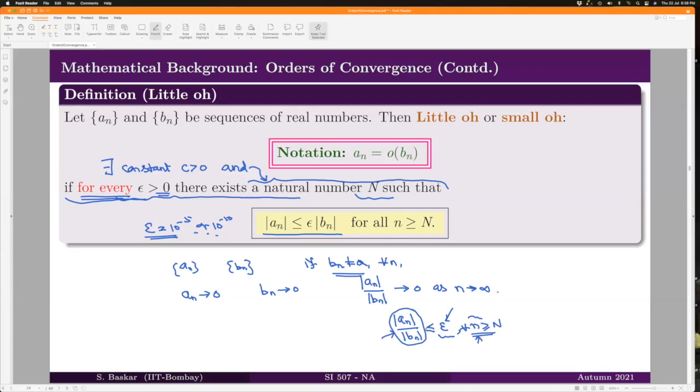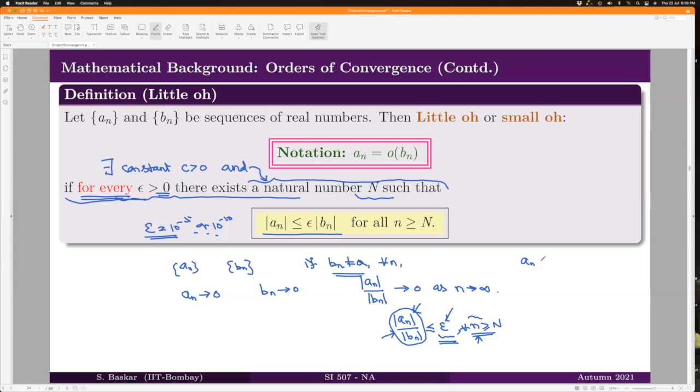How can I pack that? Provided this number, as n tends to infinity, goes to 0. Then only can I give you a guarantee that I can pack all these numbers into this small bag, right? Therefore, this definition means an by bn is actually tending to 0 as n tends to infinity, okay?